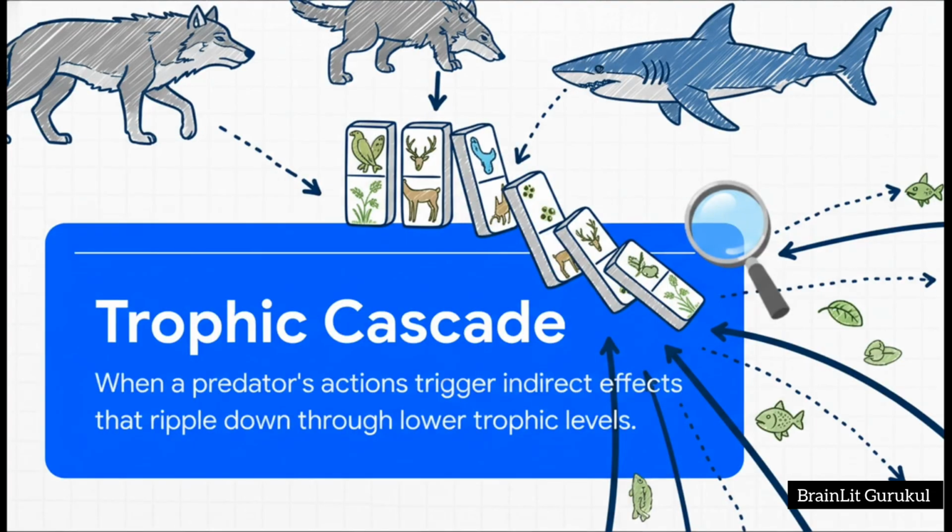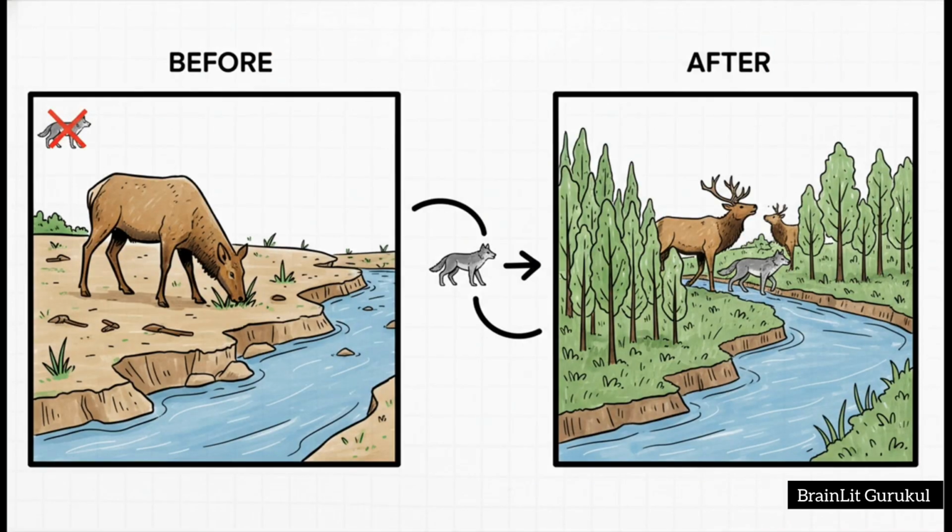Okay, next up we have the trophic cascade. This is basically a domino effect. It's what happens when you add or remove a top predator. Their actions don't just affect their immediate prey. The effects cascade or ripple all the way down the food web, changing things 2 or 3 levels below them. And the poster child for this concept? It has to be the reintroduction of wolves to Yellowstone National Park.